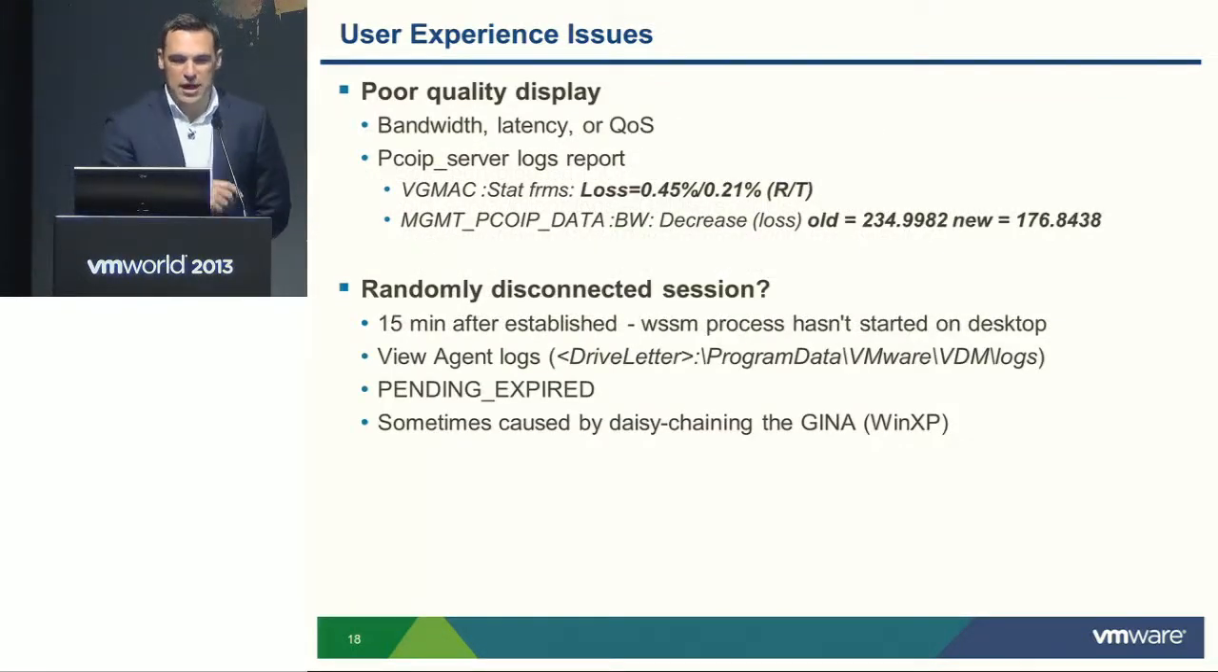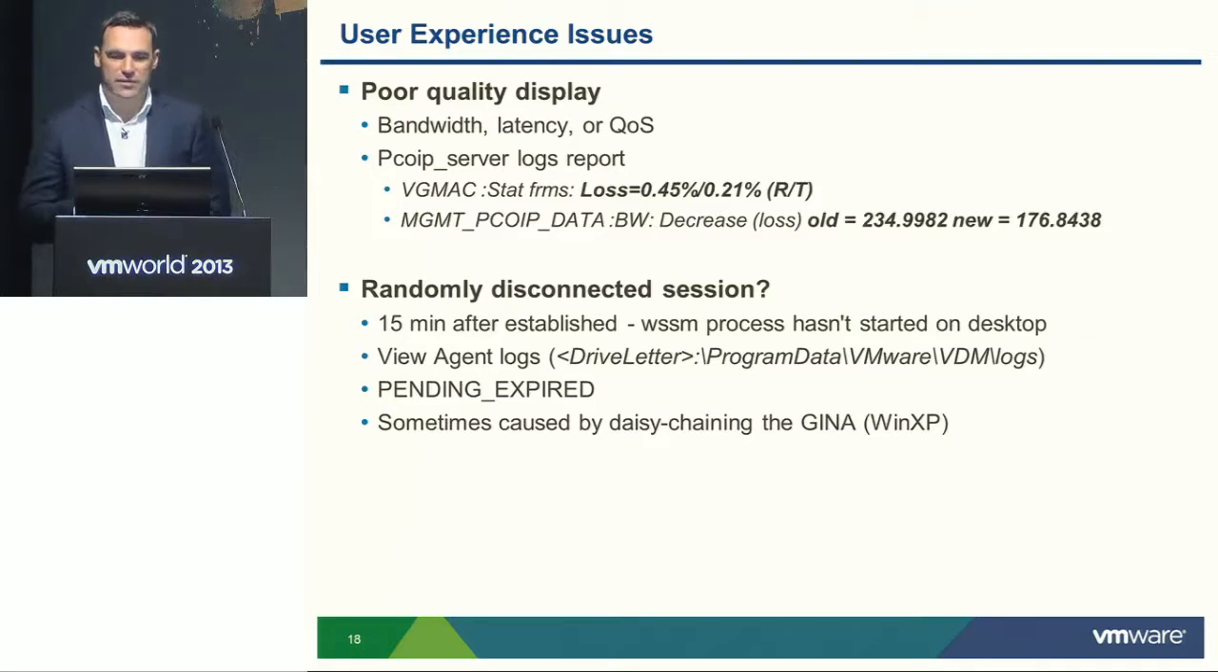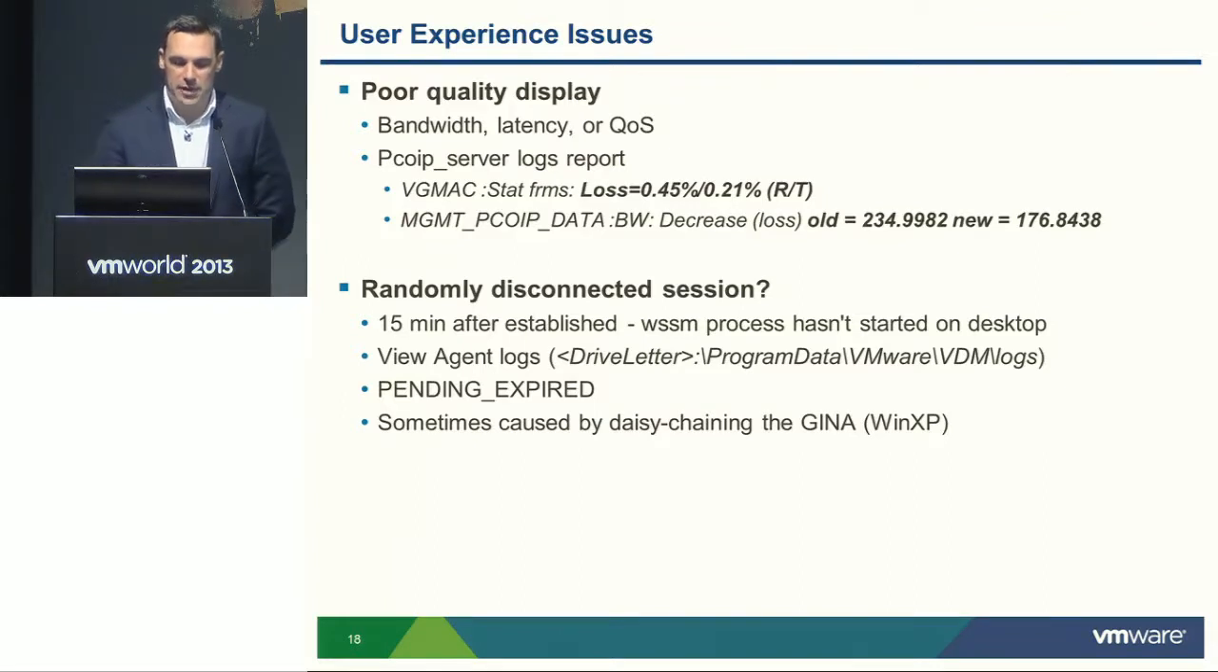So Jack quickly covered poor quality display and what's happening here, and that's usually because of packet loss or not enough bandwidth available for the PCoIP protocol. And you can actually see that happening in the PCoIP server logs on the virtual desktop.